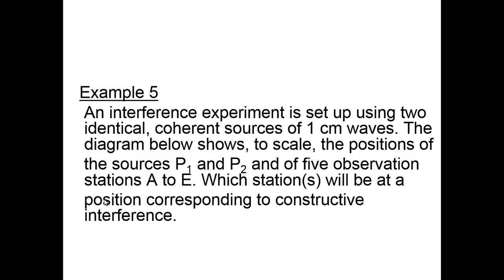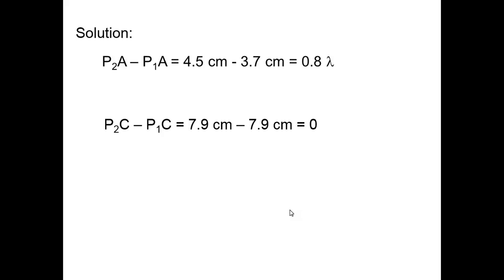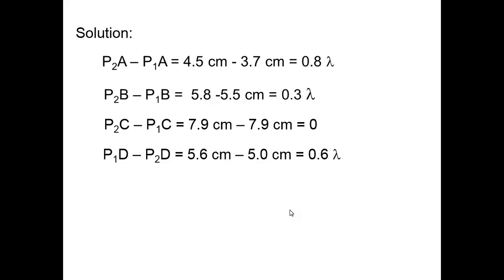Okay, the diagram is drawn to scale as mentioned in the question. So the information that I can get will be the path difference. In order to get a constructive interference, the path difference must be a whole number of wavelengths. So it could be 0, 1 lambda, 2 lambda, and so on. So I will have to calculate the path difference from the two sources to the station.